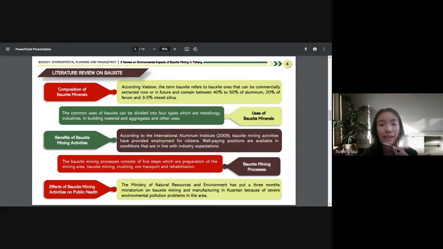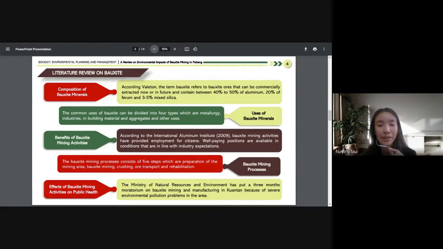The uses of bauxite will also be presented in 4 types, which are metallurgy, industry, building material and aggregates, and other uses. For the benefit of bauxite mining, according to the International Aluminium Institute 2009, bauxite mining activities have provided employment for citizens, and well-paying positions are also available to provide more job opportunities for the citizens, which is in line with industry expectation.